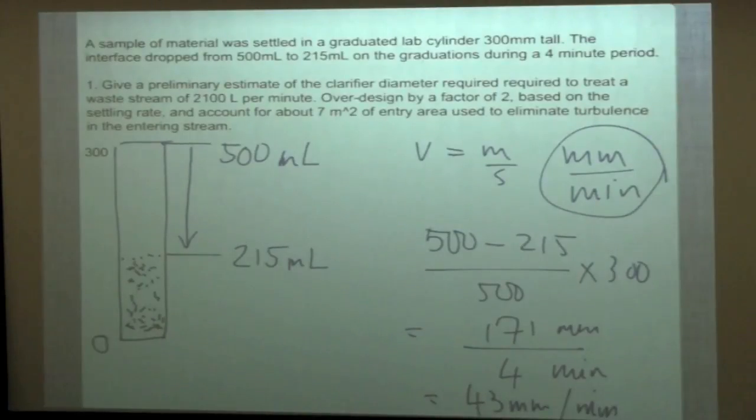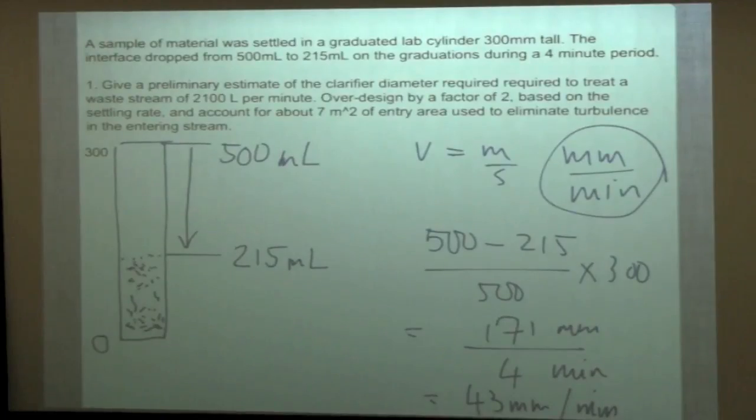It asks, so we've got that sedimentation rate, the rate at which the interface is dropping, over-designed by a factor of 2 based on the settling rate. So there's my settling rate. Should I double that or halve that? Half it, yeah. So it's very common in engineering situations when we're getting lab values to say, well, that's my base case, but I'm not going to design my process for the base case. I'm going to design it for the worst case. So we then apply multiplicative factors usually to that.